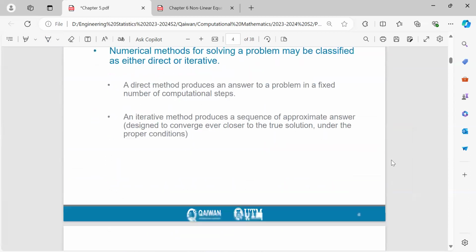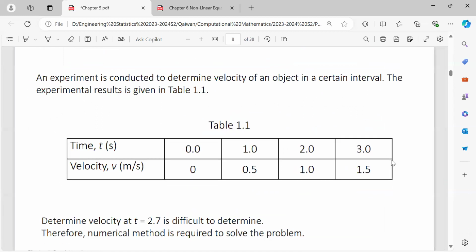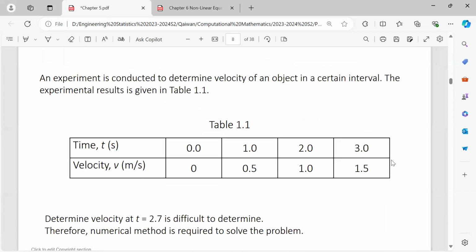Here we have some introductions that you can read by yourselves, and also here, if you are given a table, for example, here we have velocity for different times. This table is the velocity at different times. At time 0, velocity is 0. At second 1 it is 0.5. At second 2 it is 1. At second 3 it is 1.5. How about the velocity at, let's say, 2.7? What's the velocity at 2.7?